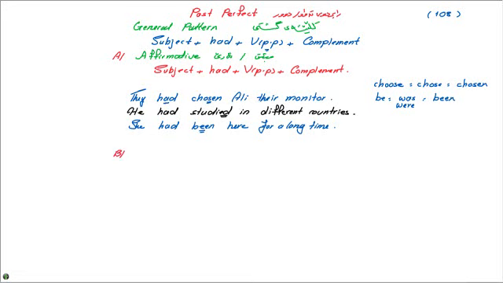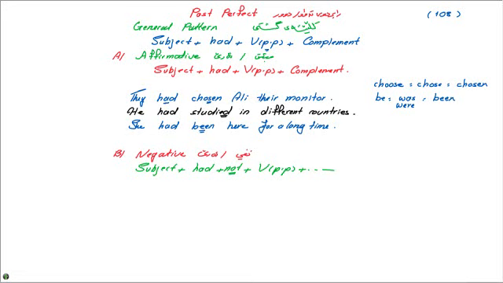Negative form. We have this pattern: subject plus had plus not plus the past participle of a verb plus complement. For the negative form, we just add not. Had not, or hadn't, plus verb past participle.